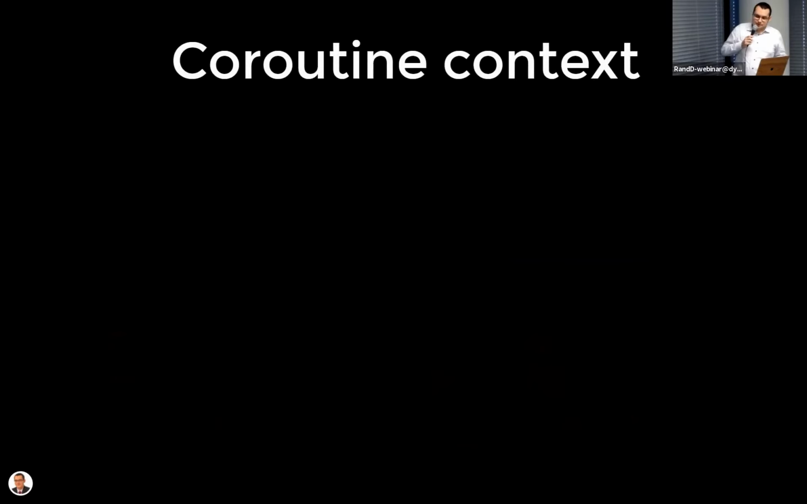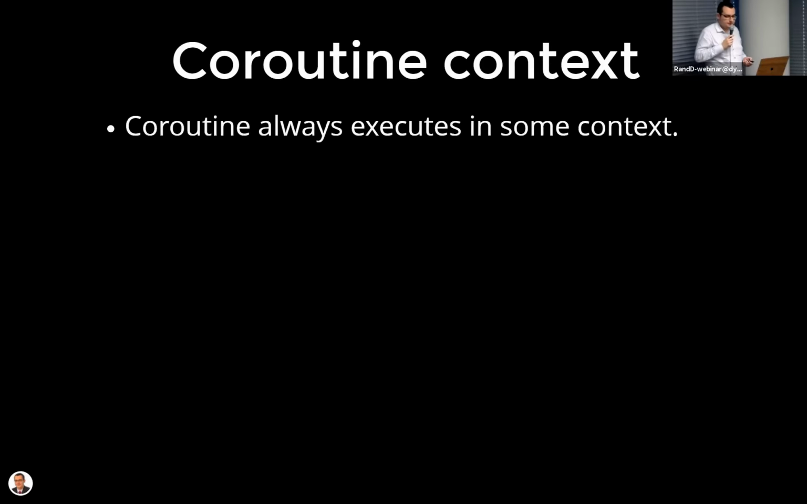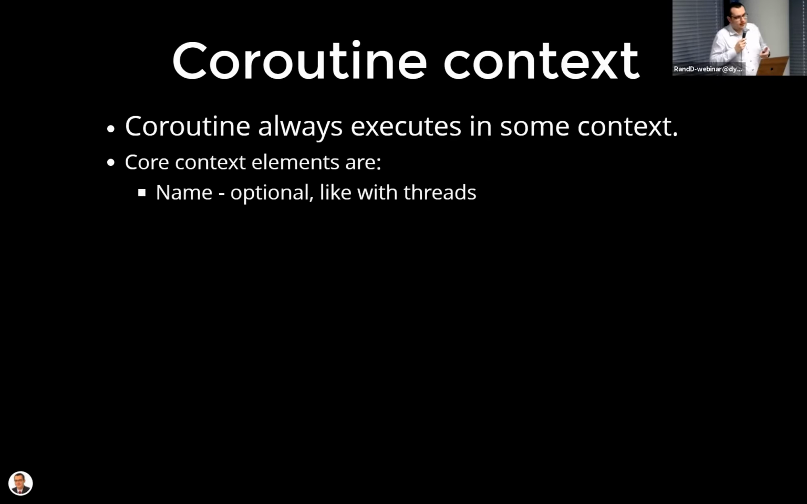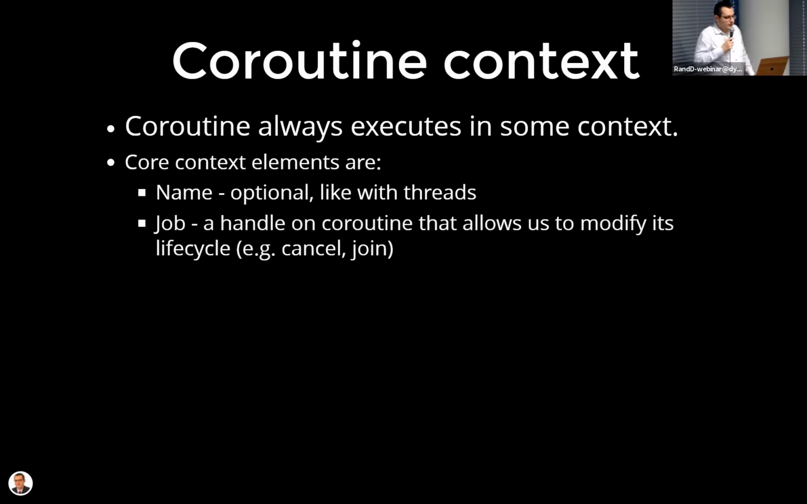Yeah, and one last new concept that we have for today is the coroutine context. So coroutines are always executed in some context. And part of this context would be, for example, a name. It's optional, like with threads, you can pass the name or you can just have a default. You will also, as part of the context, get a job object. A job is a handle on a coroutine that allows us to modify its lifecycle, for example, to cancel it.